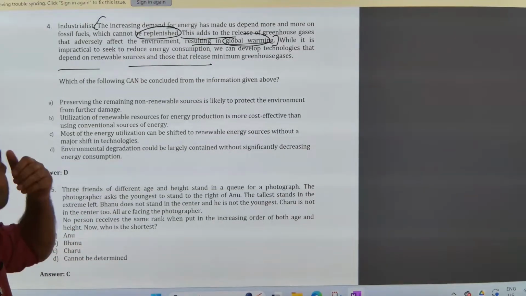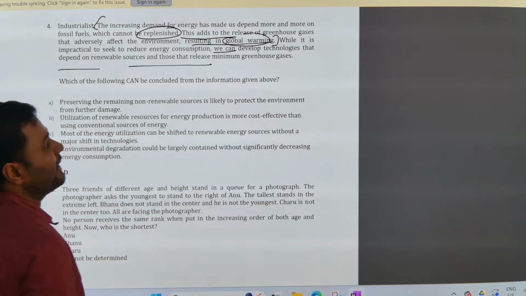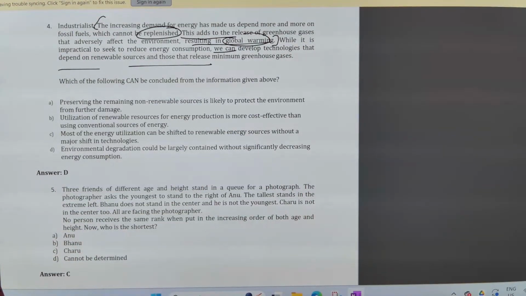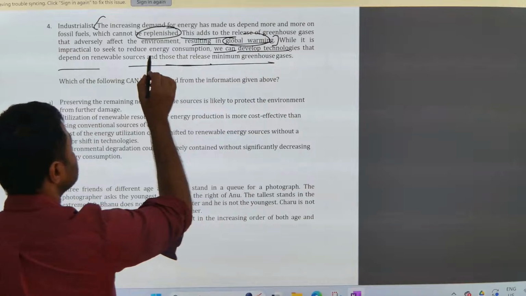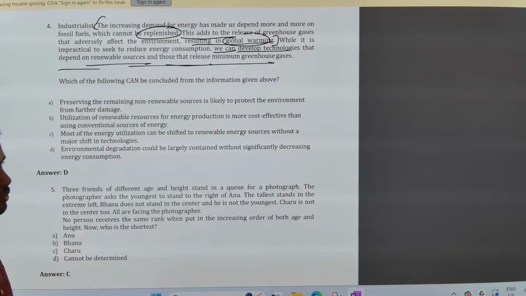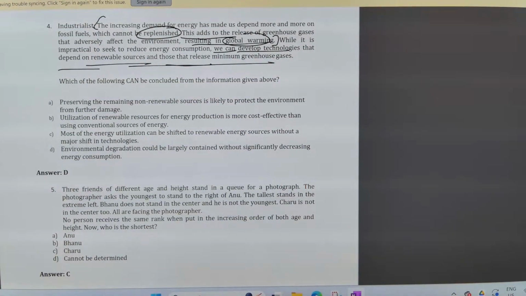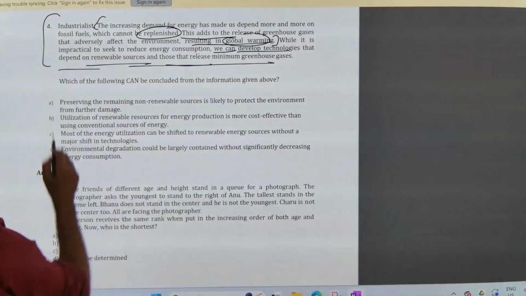We will not do that. Right? So what can be done is we can develop, we meaning we as a society, not that industrialist, we can develop technologies that depend on renewable sources and those that release minimum greenhouse gases. So he is talking about two such technologies: using renewable sources and releasing minimum greenhouse gases. Right? So we can develop such technologies. So that is the suggestion that is made by the industrialist in the last line, right?